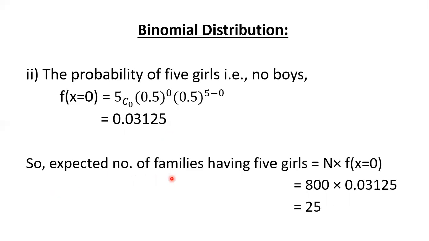So the expected number of families having 5 girls equals N × f(0). Here the value of N = 800 and f(0) = 0.03125. Finally, we get 25. That is, the number of families having 5 girls equals 25.